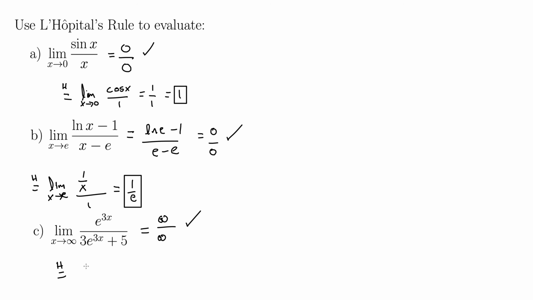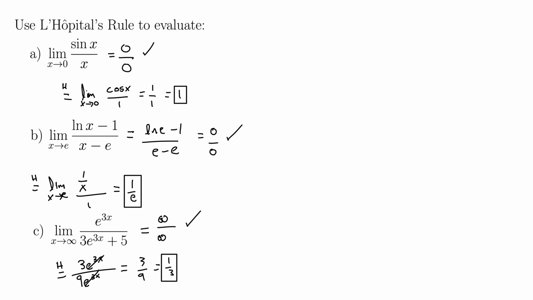We hit it with the derivative of the top, derivative of the bottom, not using the quotient rule here. Derivative up top, that's 3e to the 3x. That's just the chain rule applied to e to the 3x. Over down below, we have 9e to the 3x. And then the plus 5 drops off when we take that derivative. The e to the 3x terms now cancel, and we have 3/9, which of course is 1/3.